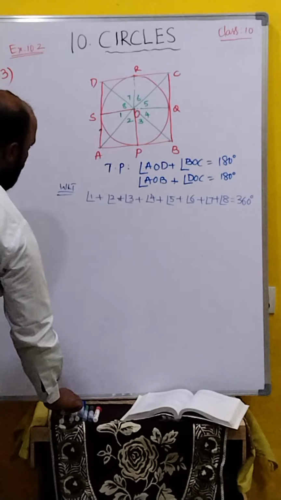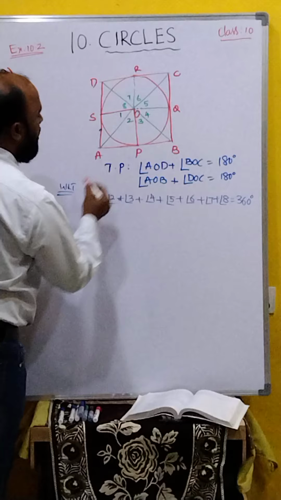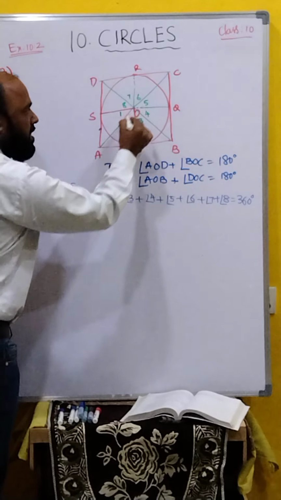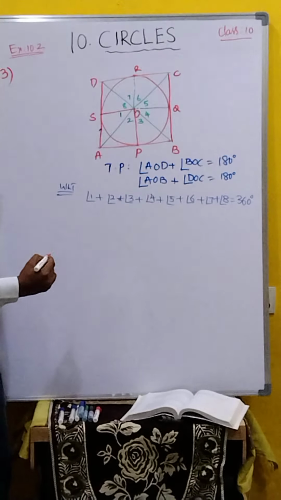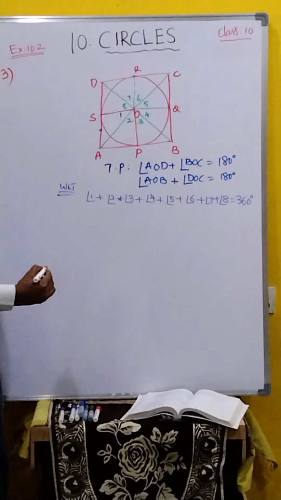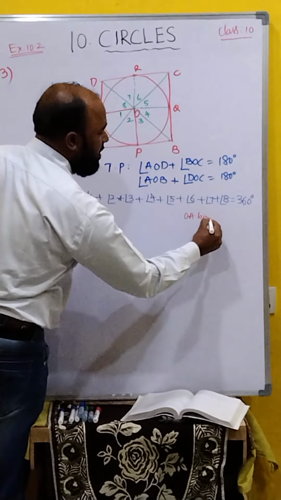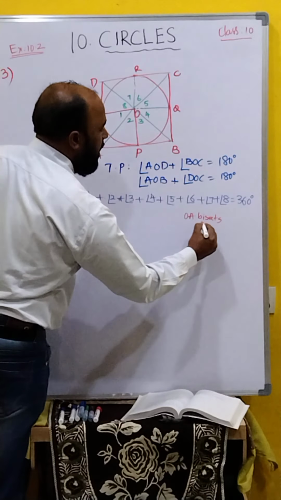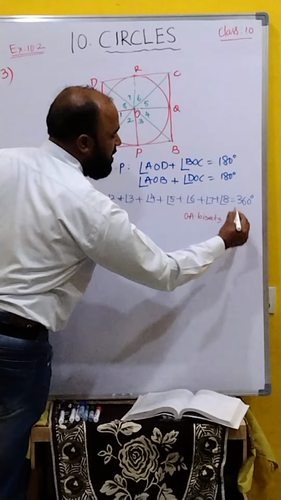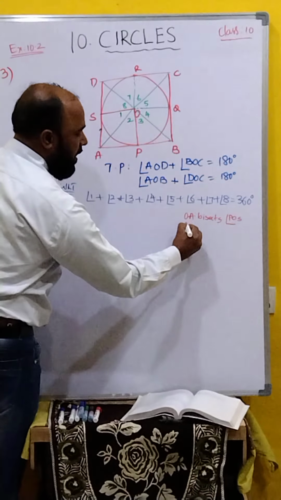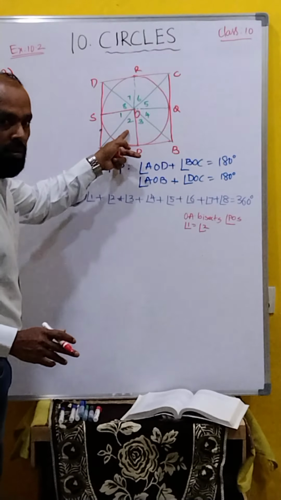Clear, children? Here one thing observe. Just this part observe. Here OA is bisecting angle POS. I am writing here. OA bisects angle POS or SOP. That means angle 1 is equal to angle 2. Clear? Angle 1 is equal to angle 2.